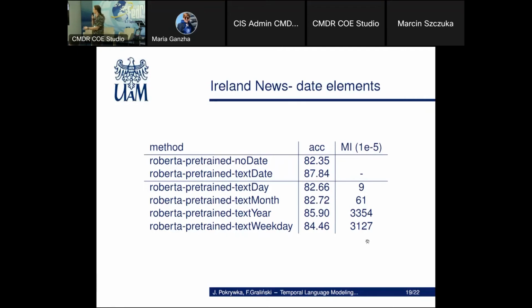And we can see accuracies in the first column, and in the second column there is the mutual information between this date factor class and this category factor class. So we can see that the bigger the mutual information between the date element and the class element, the bigger the gain in accuracy.